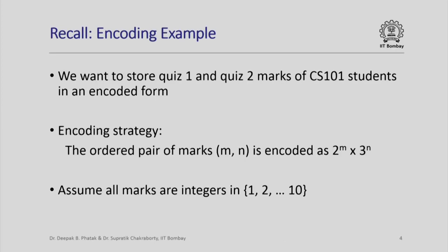Recall from an earlier lecture, we had considered an encoding example where we wanted to store the quiz 1 and quiz 2 marks of CS 101 students in an encoded form. We had agreed that we would encode the marks in the following way. Given an ordered pair of marks m comma n, we would encode it as 2 raised to m times 3 raised to n, and we had also assumed that all marks are integers in 1 through 10.